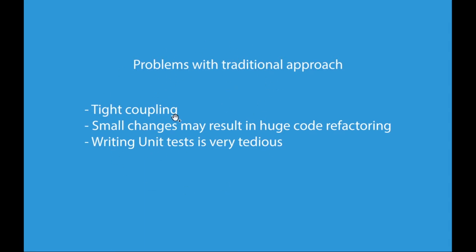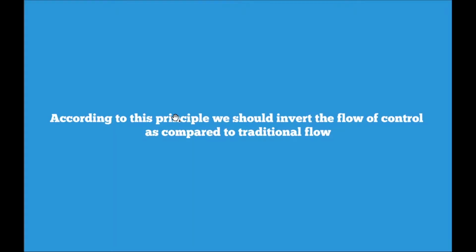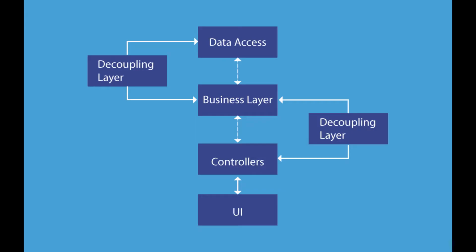So to solve this, we use a principle called inversion of control. Okay, and according to this principle, we should invert the flow of control as compared to traditional flow. How can we do that? How is it possible? So let's have a look at this diagram and see how we can achieve this.